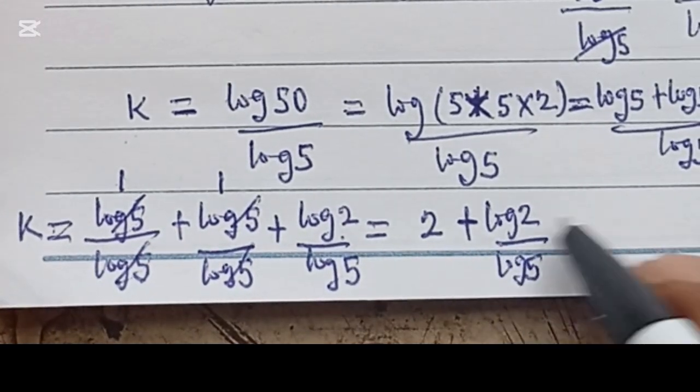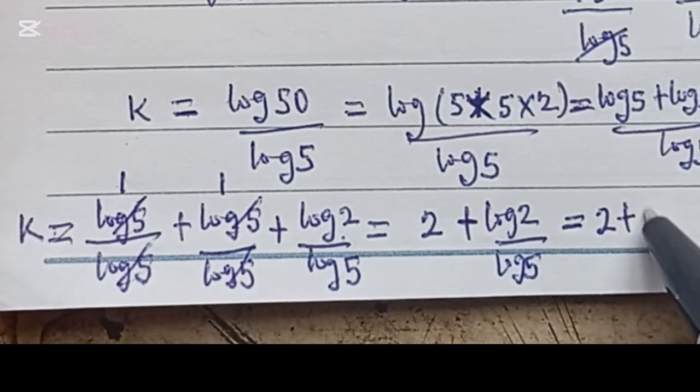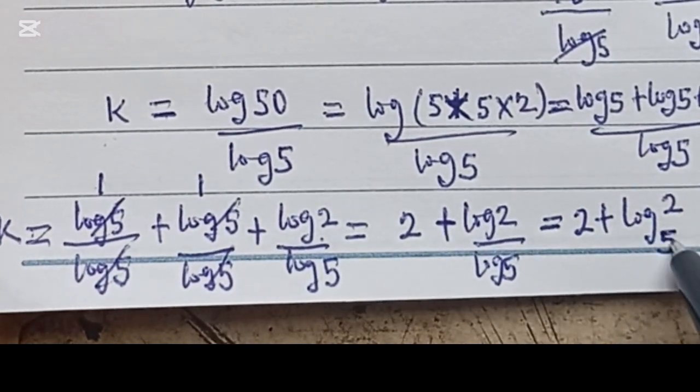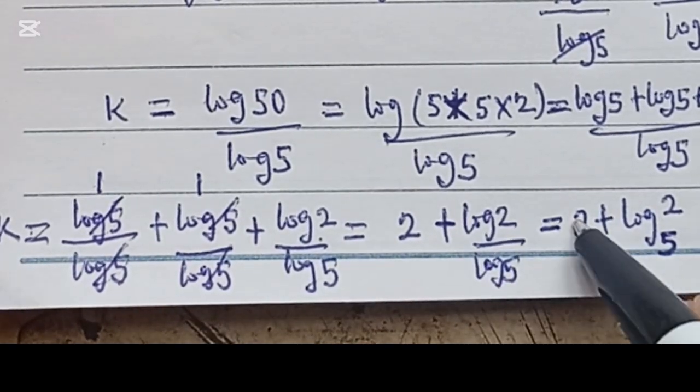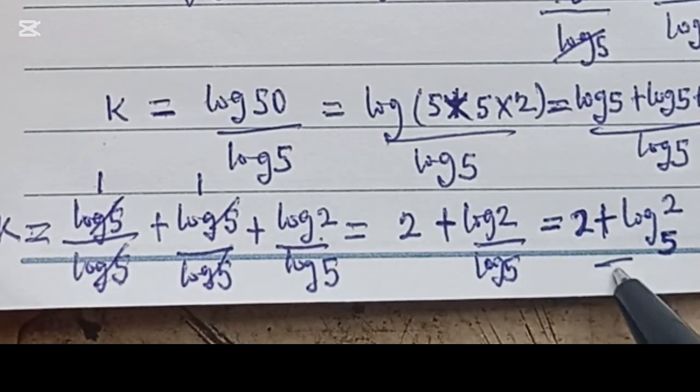This can be our final answer, but if you want to take a step further, this becomes 2 plus log 2 base 5. You can change the base by simply applying the law of logarithms in this case, and this becomes 2 plus log 2 base 5. So this is our final answer.